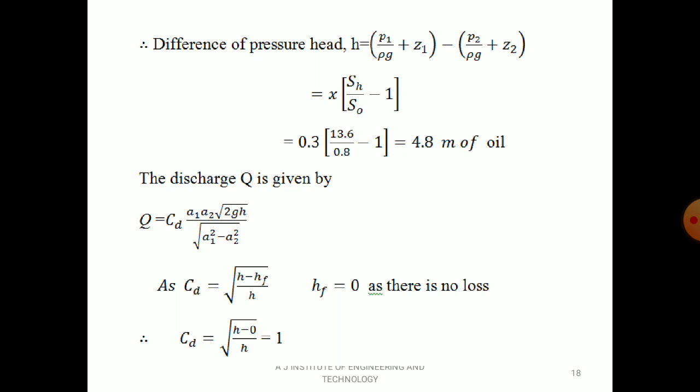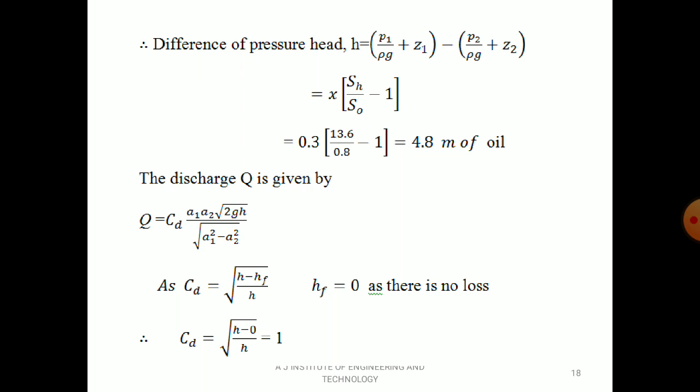That is equal to X into SH divided by SO minus 1. So we are anyhow not going to use P1 divided by rho g plus Z1 minus P2 divided by rho g plus Z2. If they ask for the pressure difference, then you have to use this expression. We know the values of X, SH and SO, so we can easily get the H value here. But do remember these two equations: H equal to P1 divided by rho g plus Z1 minus P2 divided by rho g plus Z2, that is equal to X into SH divided by SO minus 1. We are going to use this formula in the next problem.